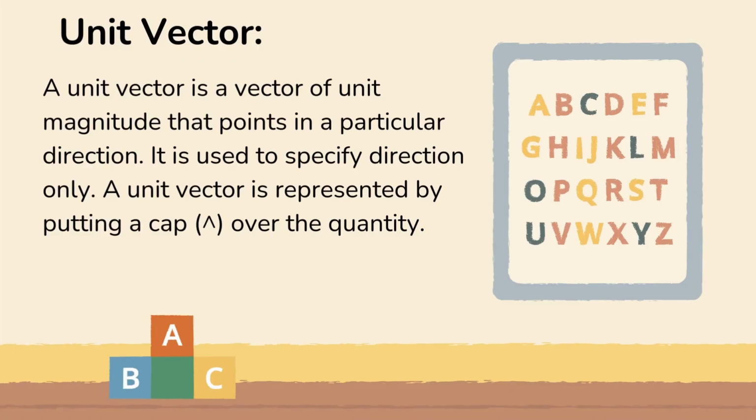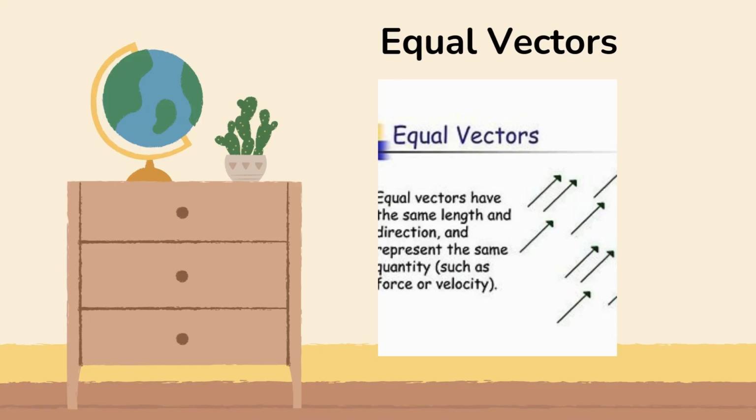Unit vector. A unit vector is a vector of unit magnitude that points in a particular direction. It is used to specify direction only. A unit vector is represented by putting a cap over the quantity. Equal vectors. These vectors have the same length and direction and represent the same quantities.